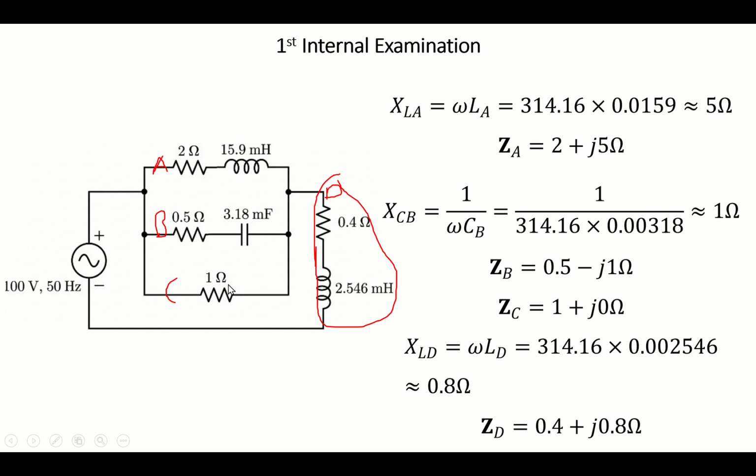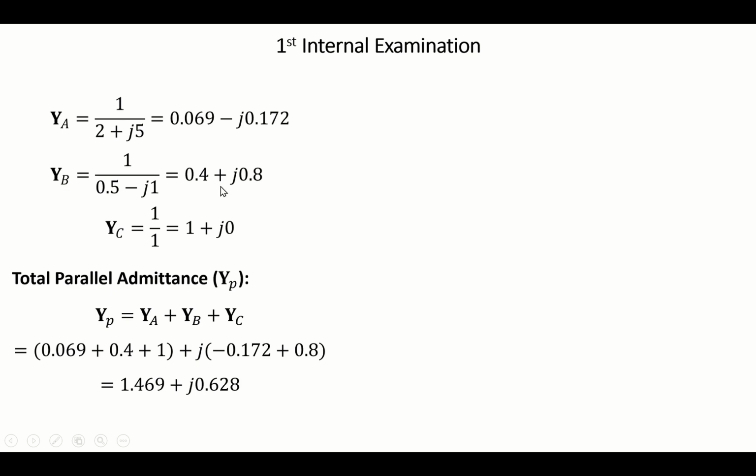For the third branch C, it simply consists of a resistor, so the impedance of this branch is simply 1. And for the fourth branch D, we have the resistor in series with an inductor, so the impedance of this branch can in fact be evaluated in the same way that we did for the branch A, and thus the impedance of branch D is 0.4 plus j0.8 ohms.